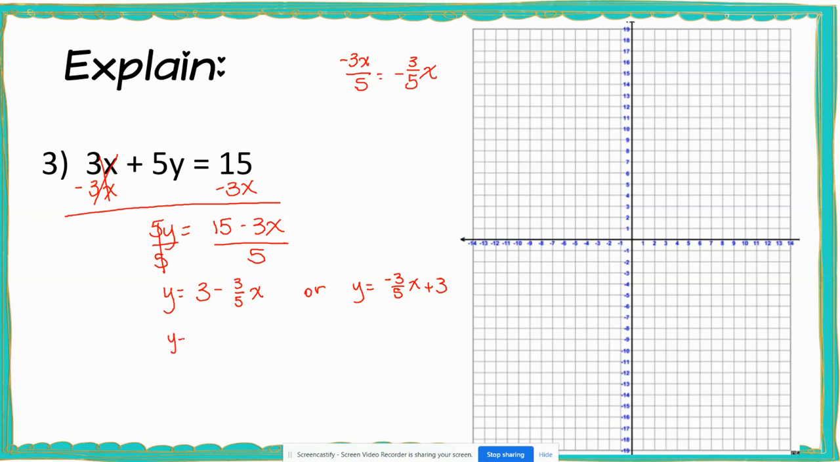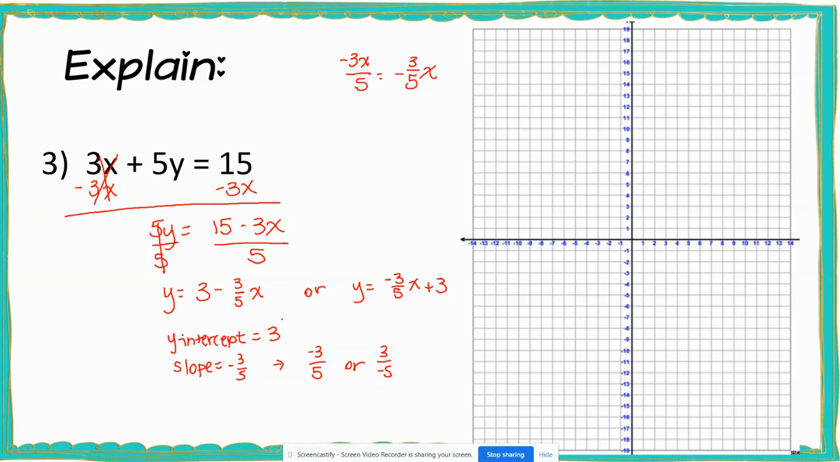From here, I need my y-intercept. Well, my y-intercept is that constant value that is by itself, which is this +3. The slope is the coefficient of x, so the number being multiplied by x, which is -3/5. Now, remember that -3/5 means that the 3 could be negative, or that the 5 could be negative, but not both, because if both were negative, a negative divided by a negative would give us a positive. But you see that our slope is negative, so we need to have one negative and one positive.